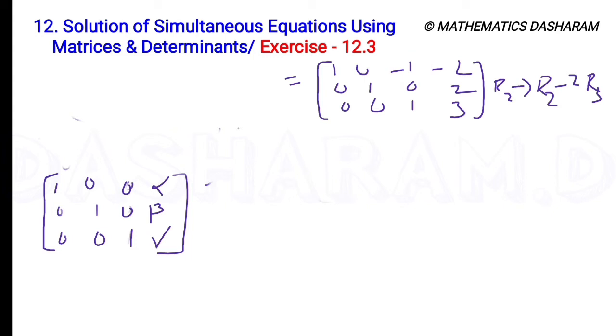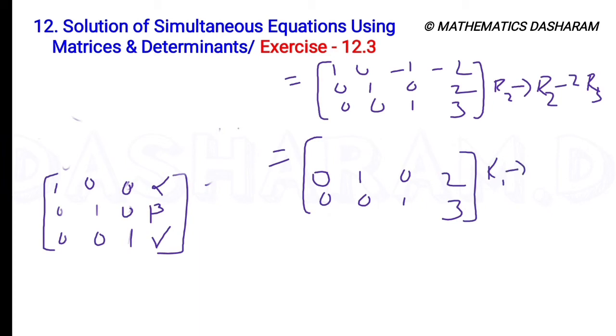To get the 0 at that place, the second row will come as it is, the third row also the same, but the first row I am going to replace with R1 plus R3. So R1 plus R3 means 1 plus 0 is 1, 0 plus 0 is 0, minus 1 plus 1 is 0, minus 2 plus 3 is 1. Now it is exactly in this form. So what is the required solution?